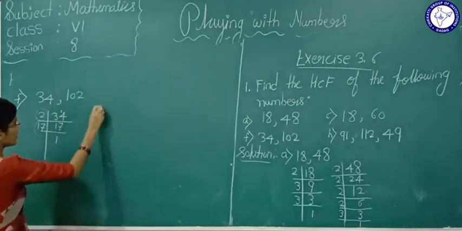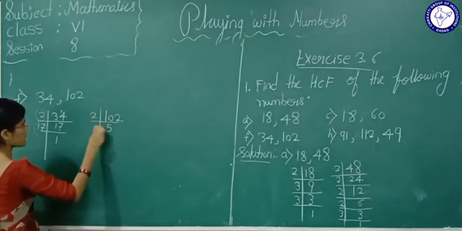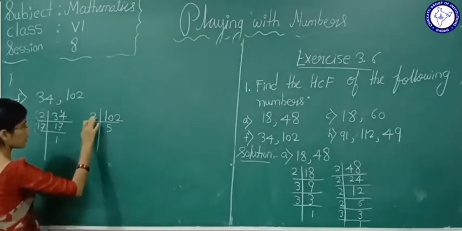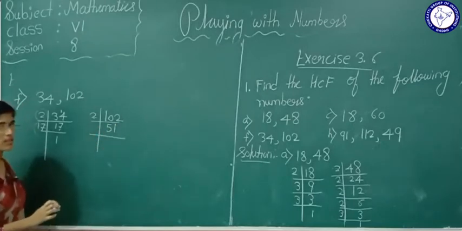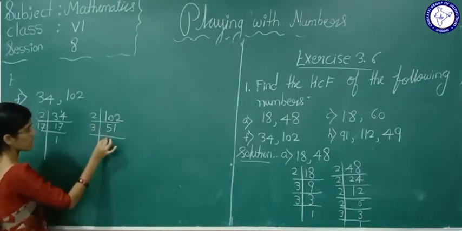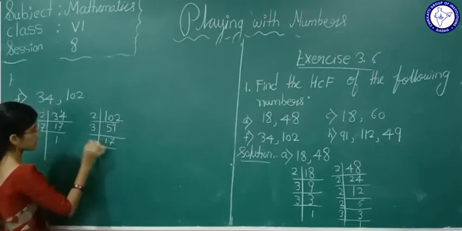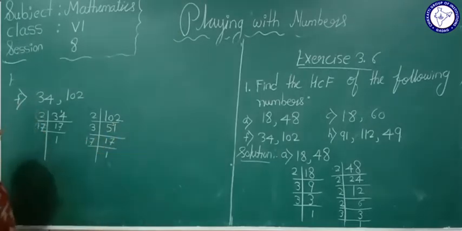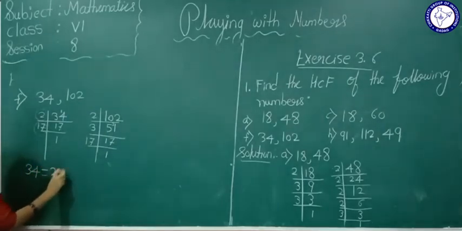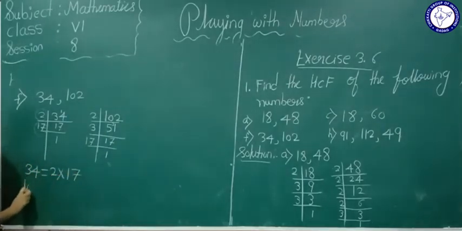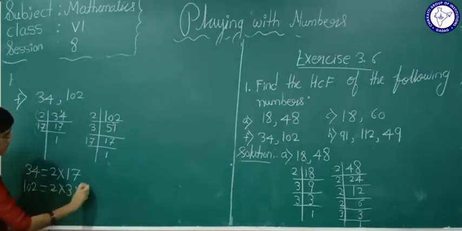Yes or no? Now what about 102? 2 5s are 10. 2 1s are 2. Now what about 51? 3 1s are 3. Here 2 remains. 3 7s are 21. 17 1s are 17. Now what is the prime factorization of 34? It is 2 multiplied by 17. What is the prime factorization of 102? 2 multiplied by 3 multiplied by 17.